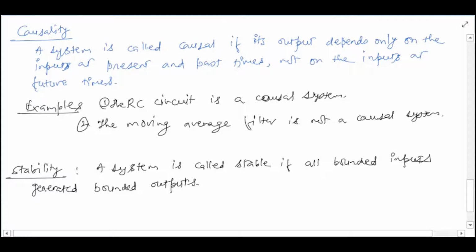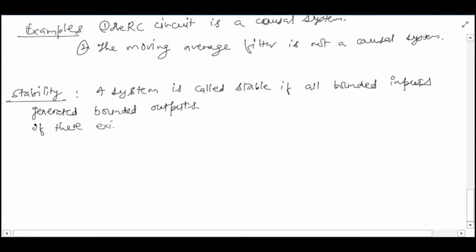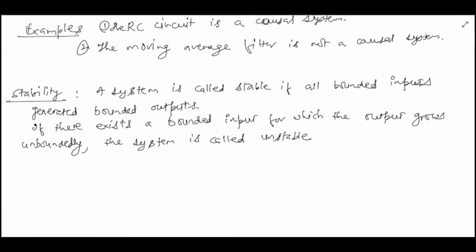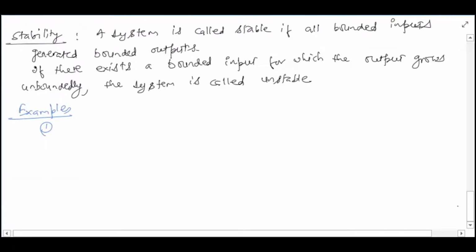On the other hand, if there exists a bounded input for which the output grows unboundedly, the system is called unstable. Let us look at a couple of examples. Clearly, the moving average filter as described above is stable.